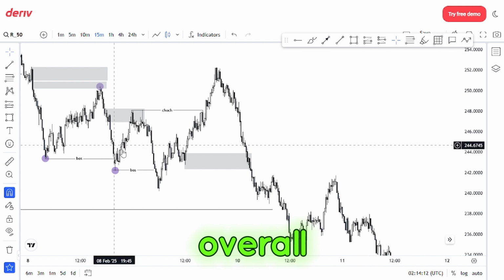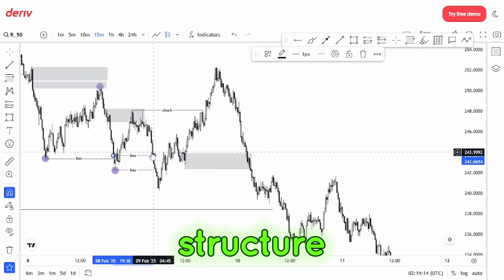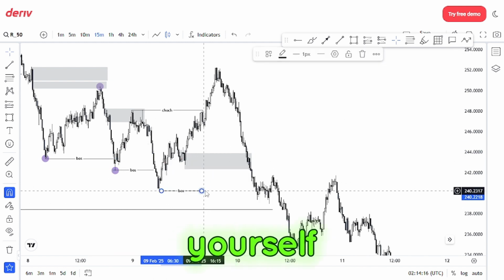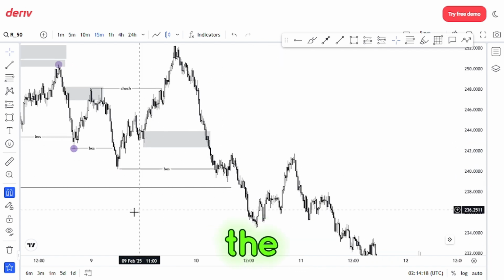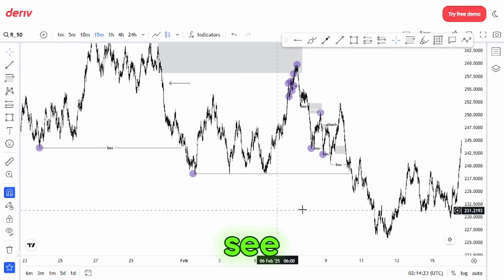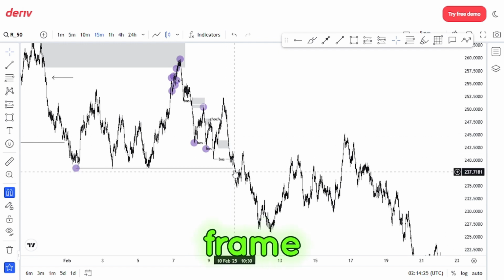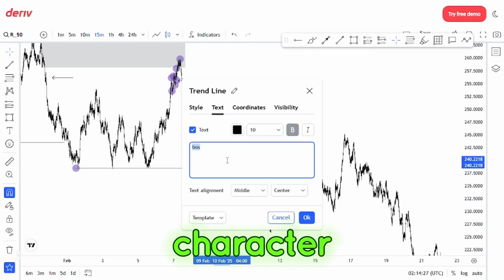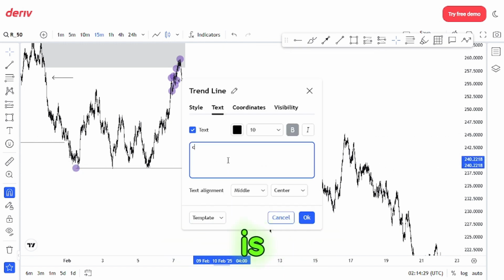You don't know the overall market structure, you don't know how to read market structure. But if you give yourself time and always look at the structures, then you'll know what you need to do. So as you can see here, we broke the higher time frame structure. So this is a change of character.